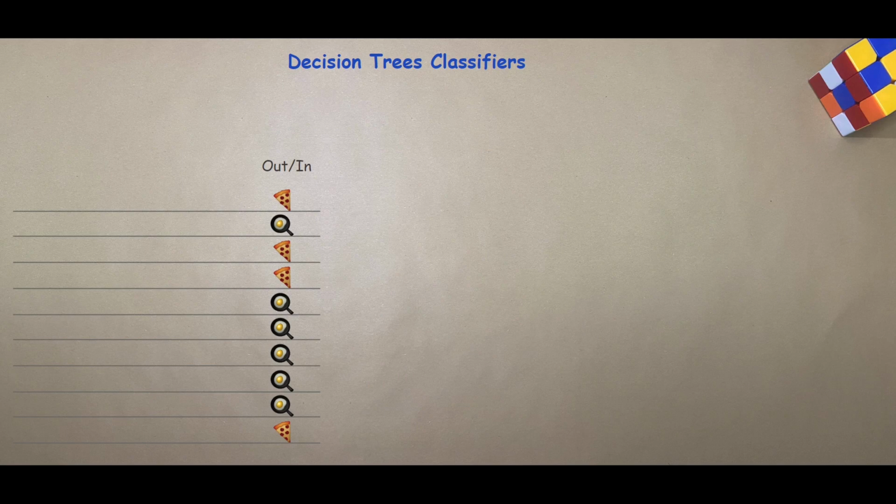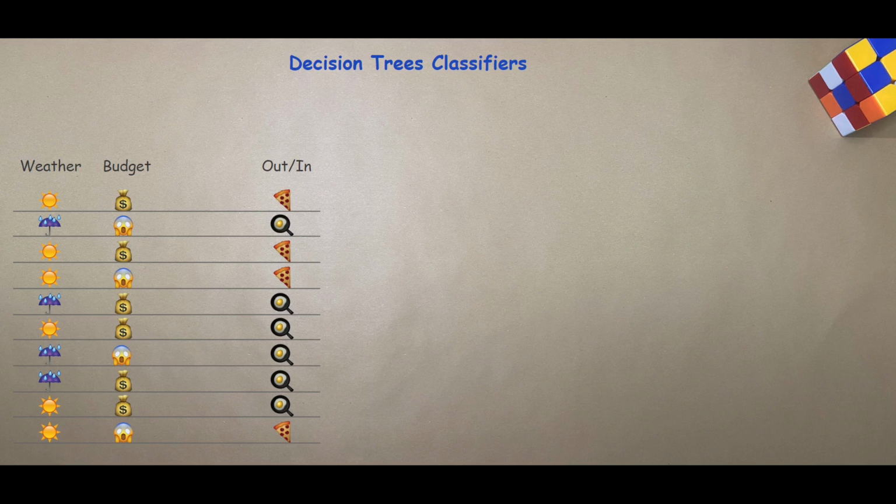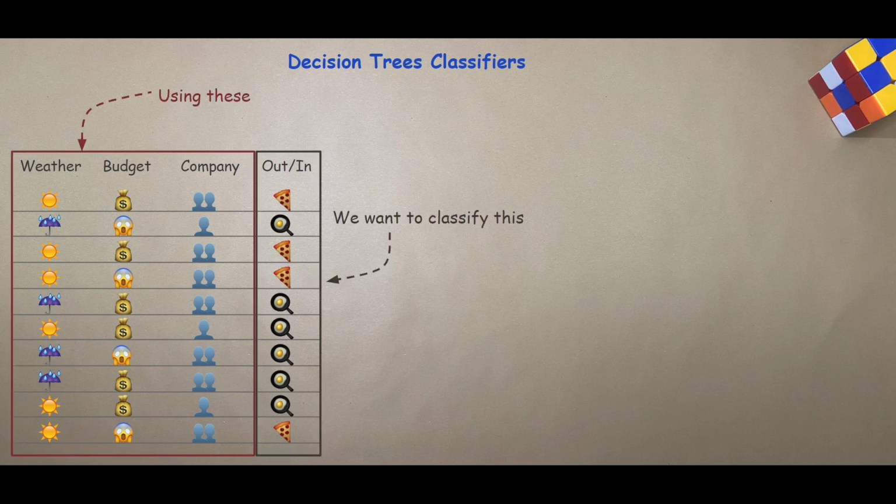Let's assume that we want to predict whether we want to eat out, symbolized as a delicious slice of pizza, or eating in, symbolized as an egg in a pan. And to do this classification, we want some inputs. For example, the weather. Is it sunny or rainy outside? Do we have some money to spare, or are we on a tight budget right now? We all can relate to that scary face. And finally, do we enjoy company today, or do we prefer to spend the night me, myself, and I style? So, to summarize, we want to classify this using these.